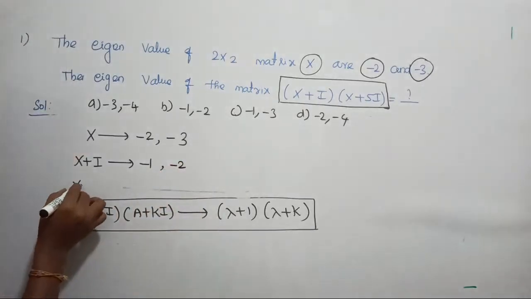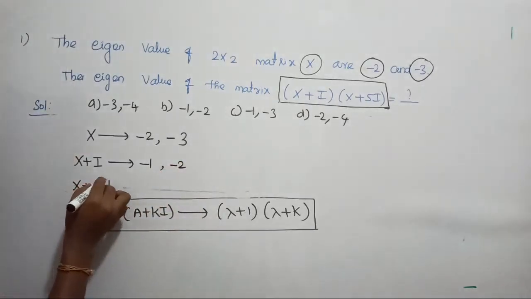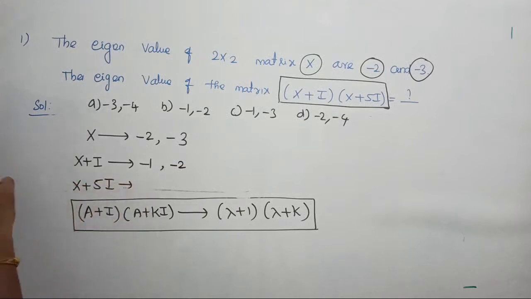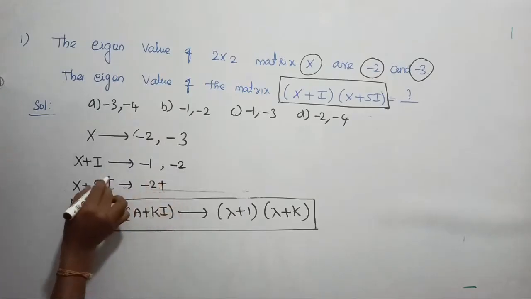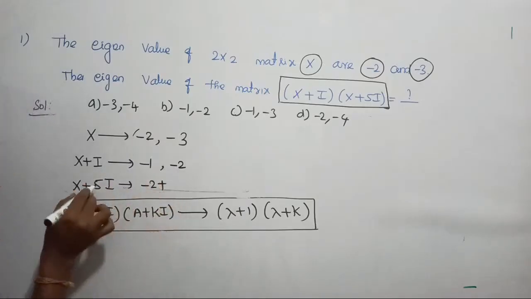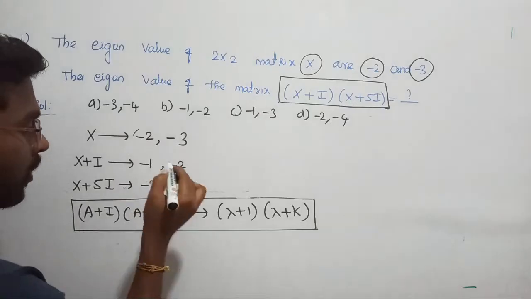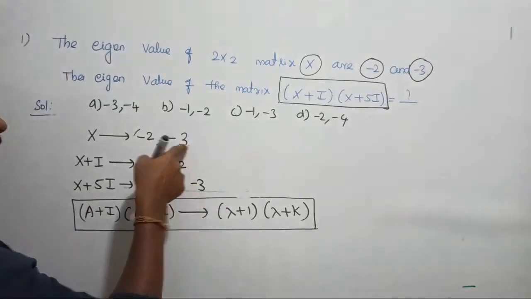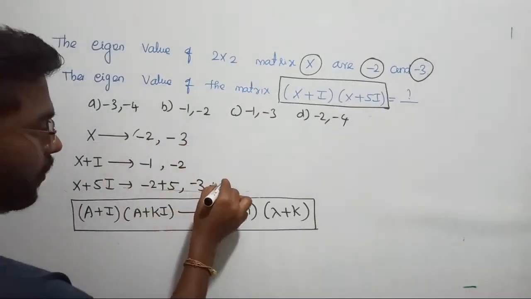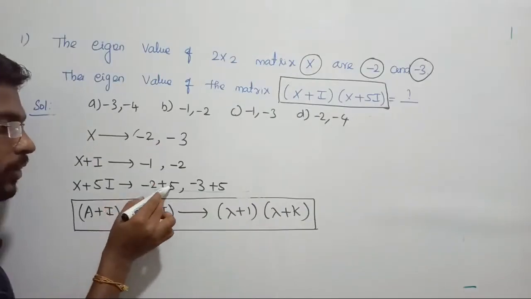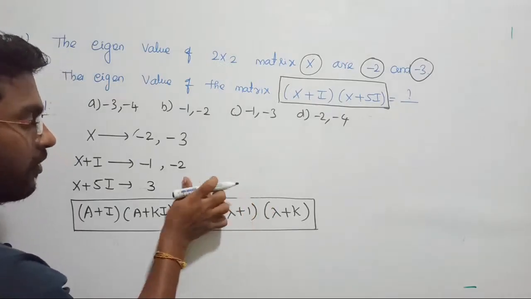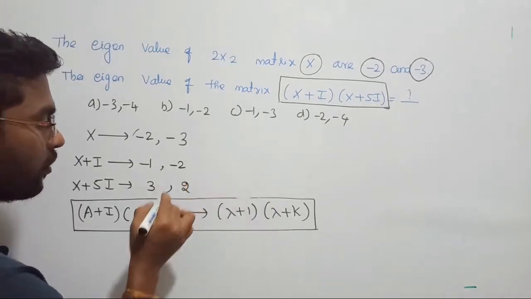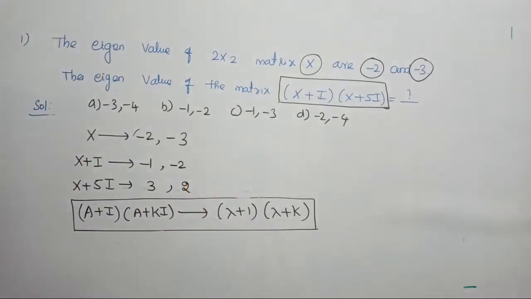Similarly, when I am looking for X plus 5 times I, what will come? For X plus 5 times I, the correspondent eigenvalue is -2 plus 5. See there, instead of k there is 5, so 5 gets added here. For -3, it will add up with the plus 5, such that -2 plus 5 will be equal to 3. Exactly. -3 plus 5 will be equal to 2. Yes, it is equal to 2. So what will be the answer here?